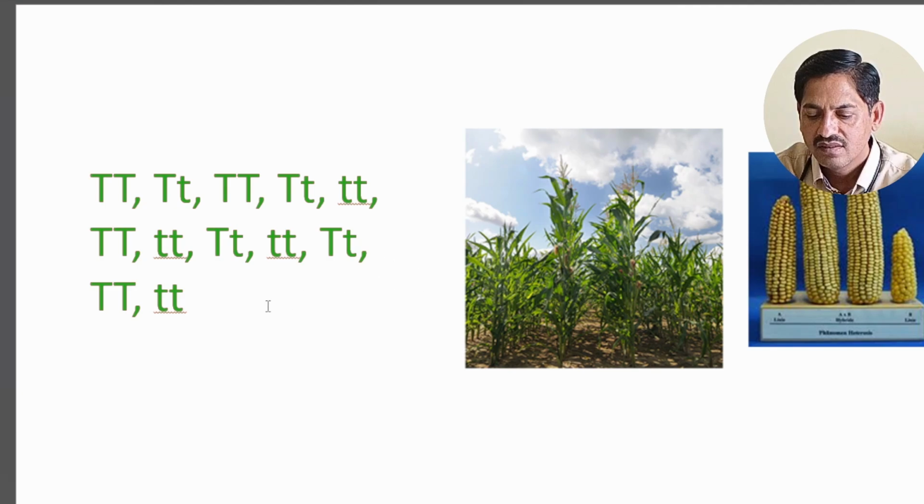Here you can observe this picture where your idea will get very clear. This is the population where you are seeing that the phenotypes or the height of these plants are not uniform. Some are tall, some are dwarf. Why is this so? Because the population is heterogeneous in nature.